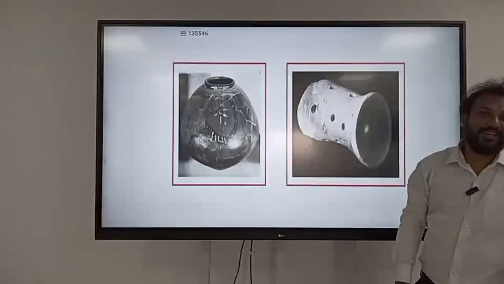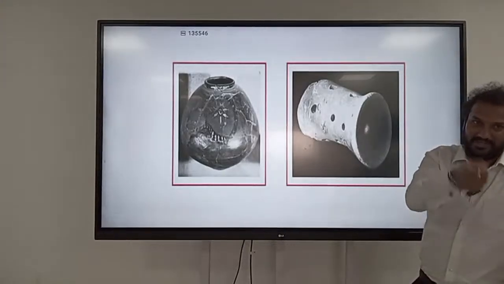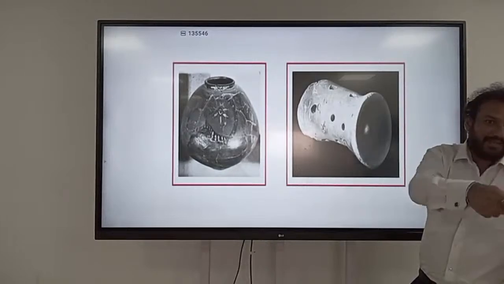Hey, Bahubali, one movie, you have seen that? In that movie, one song is there. In that song, Rajamouli was there. So he filtered the alcohol by using that pottery.